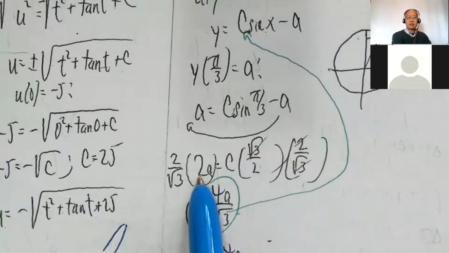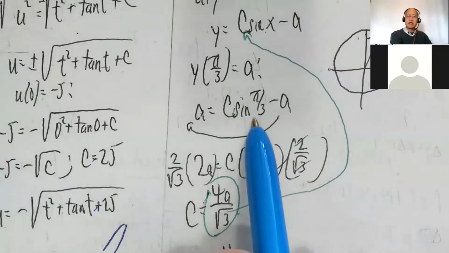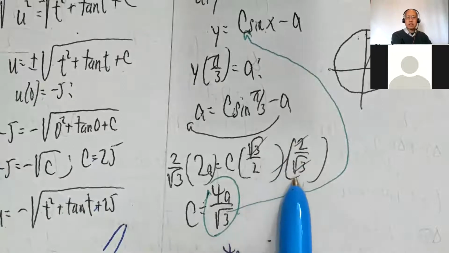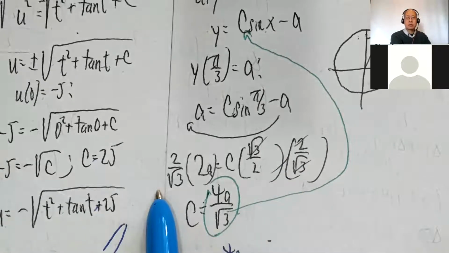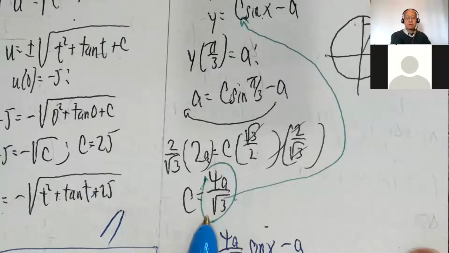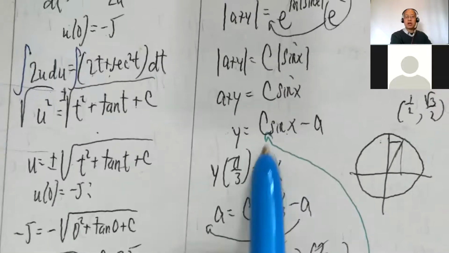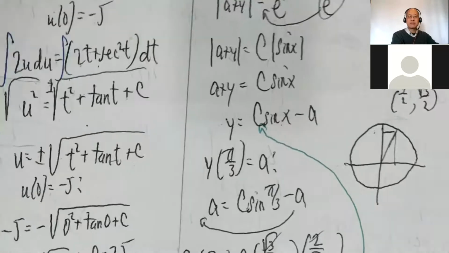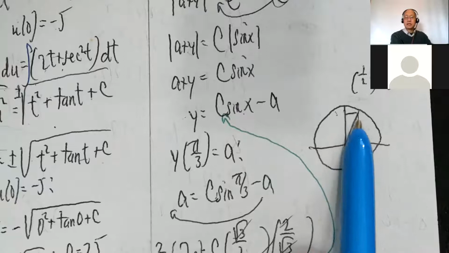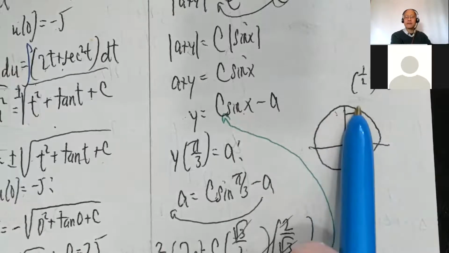Add a to both sides, that gives me 2a equals c sine of 60 degrees, which is radical 3 over 2. Multiply both sides by 2 over radical 3. So c is 4a over radical 3. And this green thing circled all the way comes back here for the final answer. Okay, this is just a unit circle to remind us that sine of 60 degrees, the y coordinate is radical 3 over 2. The x coordinate is a half.